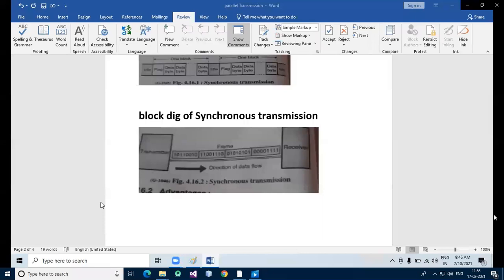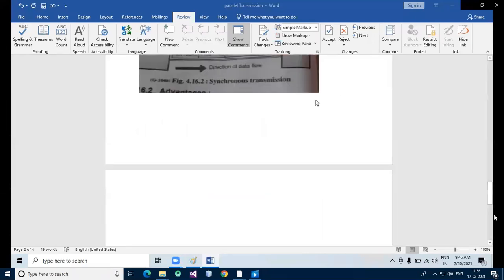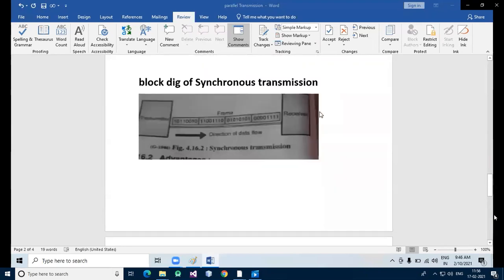Timing errors are reduced due to the synchronization. So the disadvantages of the block diagram: timing is very important. The accuracy of the received data depends on the ability of the receiver to count the received bits accurately. The transmitter and receiver have to operate at the same clock frequency. This requires proper synchronization, which makes the system complicated.